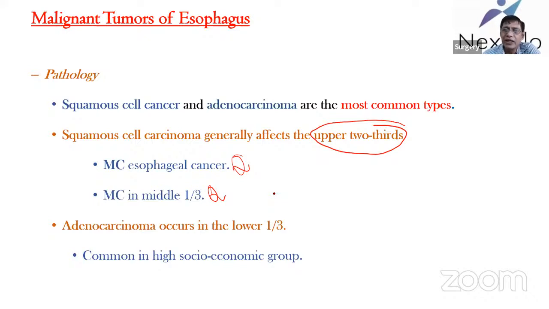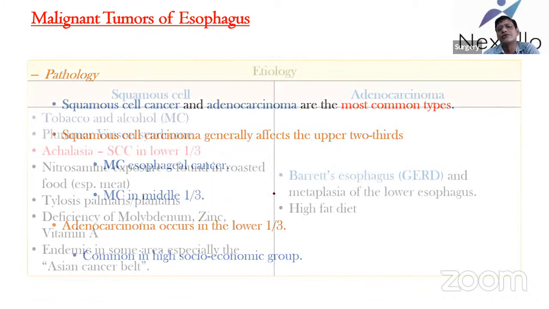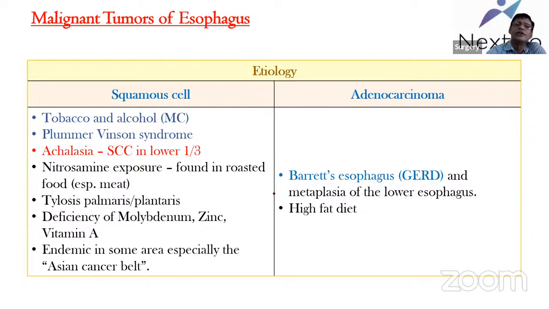And then our etiological or the risk factors for the esophageal cancers. As we had seen, the squamous cell cancers and the adenocarcinoma, two major variants, the etiology for them. By far, the most common etiology of the squamous cell cancer in the upper esophagus is tobacco and alcohol.